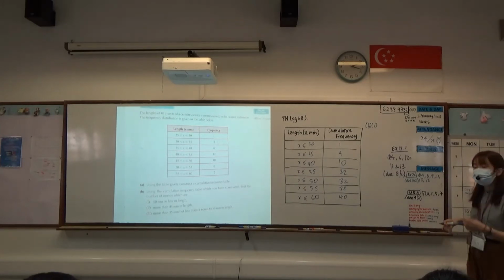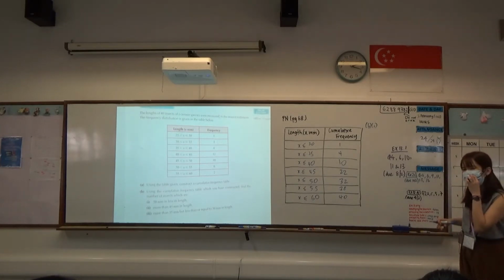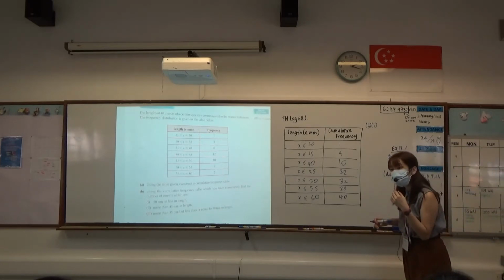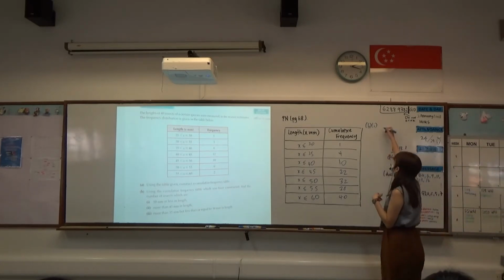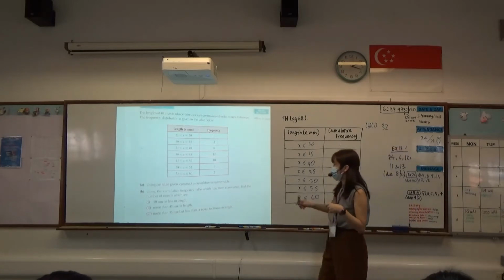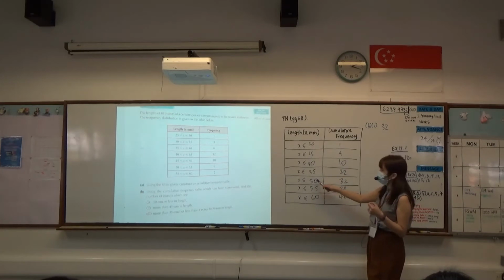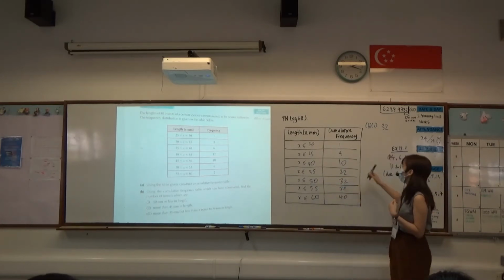Sorry? 58? Do you say 58? How much? 32. Okay, so we get 32 insects that are 50 mm or less in length because we could just read from the table. So 50 millimeters or less, so 32 is the answer.